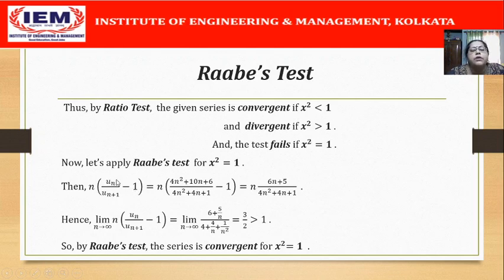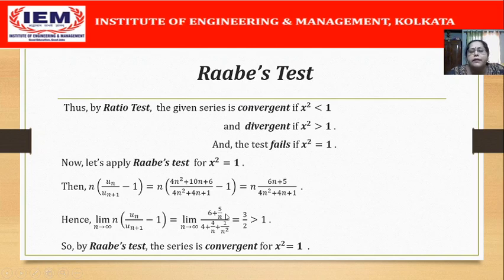And if we put these expressions for u_n by u_(n+1), which we have written a little bit explicitly, this is (4n squared plus 10n plus 6) divided by (4n squared plus 4n plus 1) minus 1. And if we simplify, we have this n over here, and this gives us (6n plus 5) divided by (4n squared plus 4n plus 1).